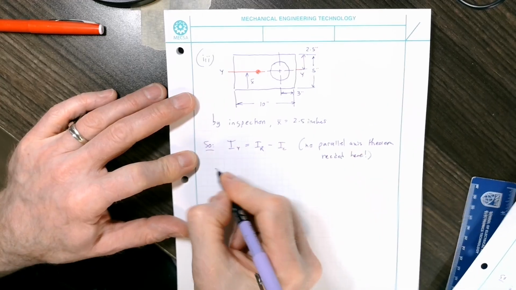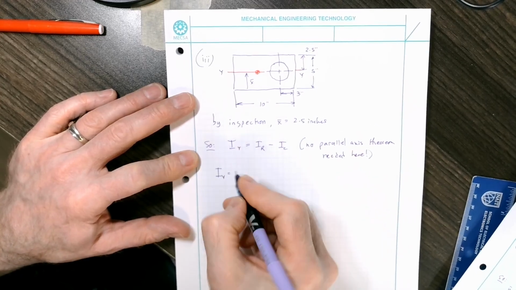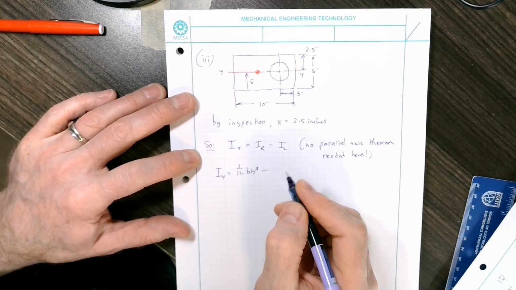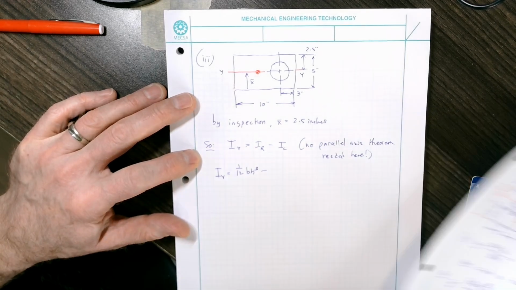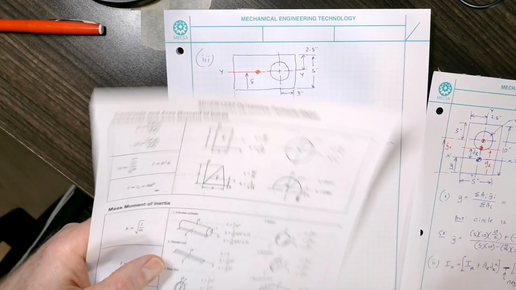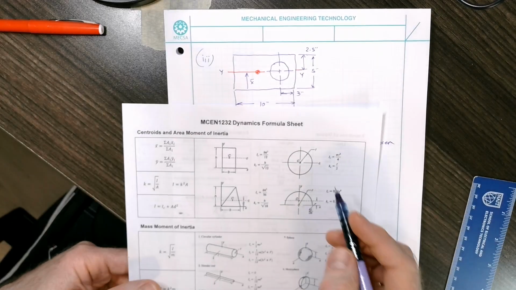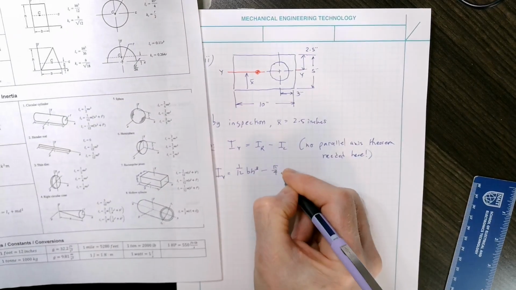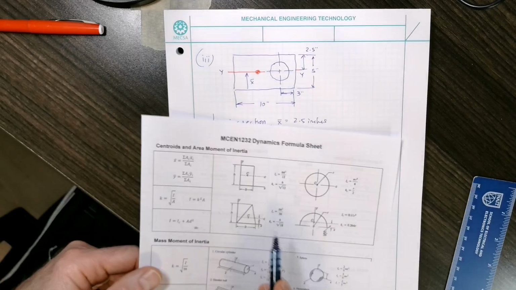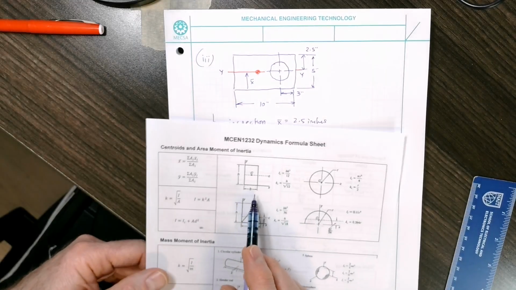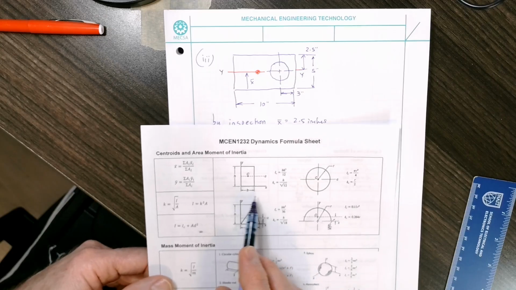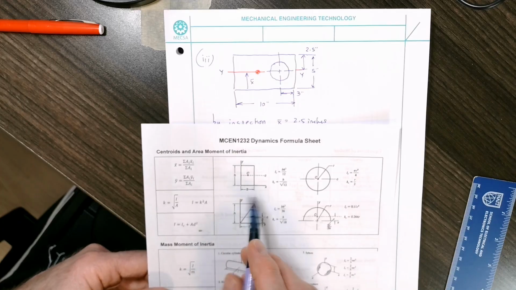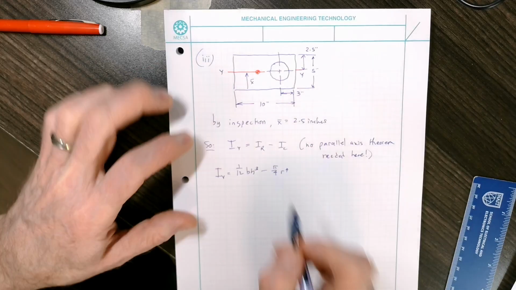Okay, so IY is I of the rectangle, 1/12 base height cubed, minus I of the circle, and that's the same moment of inertia, pi r to the 4th over 4, pi over 4 r to the 4th. Notice though that B and H flipped now, so you're not out of the woods yet. They don't really flip, it just looks different. But now my base on the horizontal is 10.